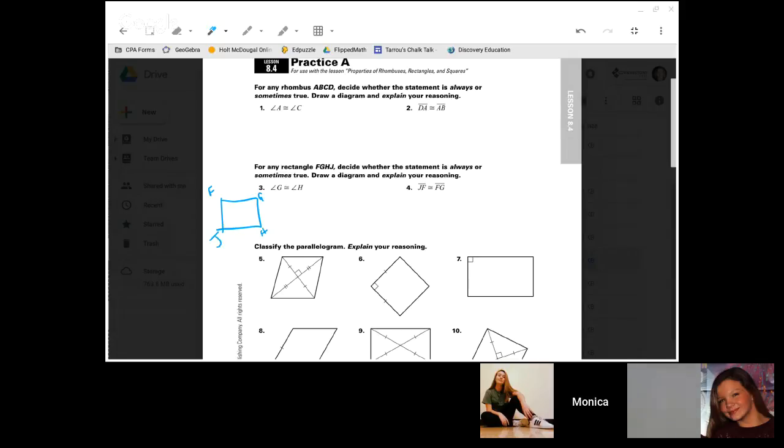So anytime that you're labeling these shapes, just go in clockwise order around the shape with the letters that they give you for the name of the shape, okay? So now we're supposed to decide whether the statement is always or sometimes true and then explain. So the statement is that angle G is congruent to angle H. So that would be angle G is congruent to angle H, okay?